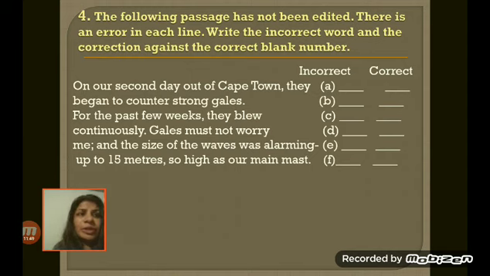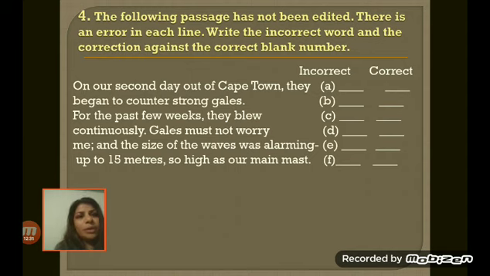For the past few weeks they blew continuously. They correct है यहाँ पे, लेकिन गलती कहीं और है. मुझे भी सोचने में आ गया ये कहाँ गलती है. For the past few weeks तो ब्लू नहीं होगा ना. For the next few weeks, see, they encountered strong gales and for the next few weeks they blew continuously. ठीक है. तो past की जगह यहाँ पे आएगा next.